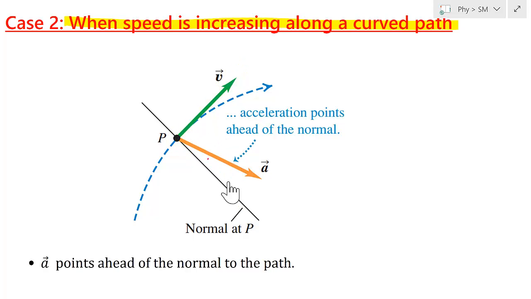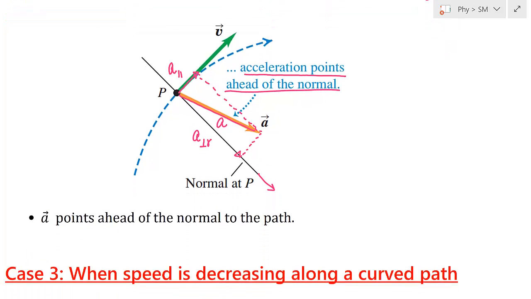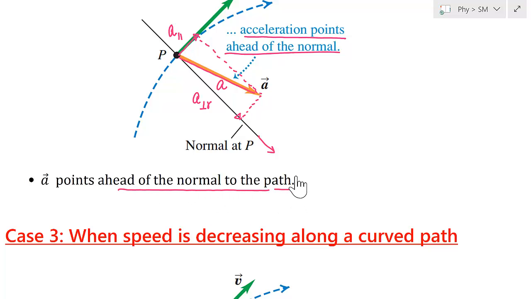The same thing is shown here. So this is your parallel component of acceleration, and this is your perpendicular component of acceleration, and if you sum, this is your total acceleration. So in this case, you can see acceleration is ahead of this normal vector. So this is your normal, and then your total acceleration is somewhere here. So you can say acceleration points ahead of the normal. So when the speed is increasing along the curved path, the total acceleration points ahead of the normal to the path, or normal to the velocity vector.